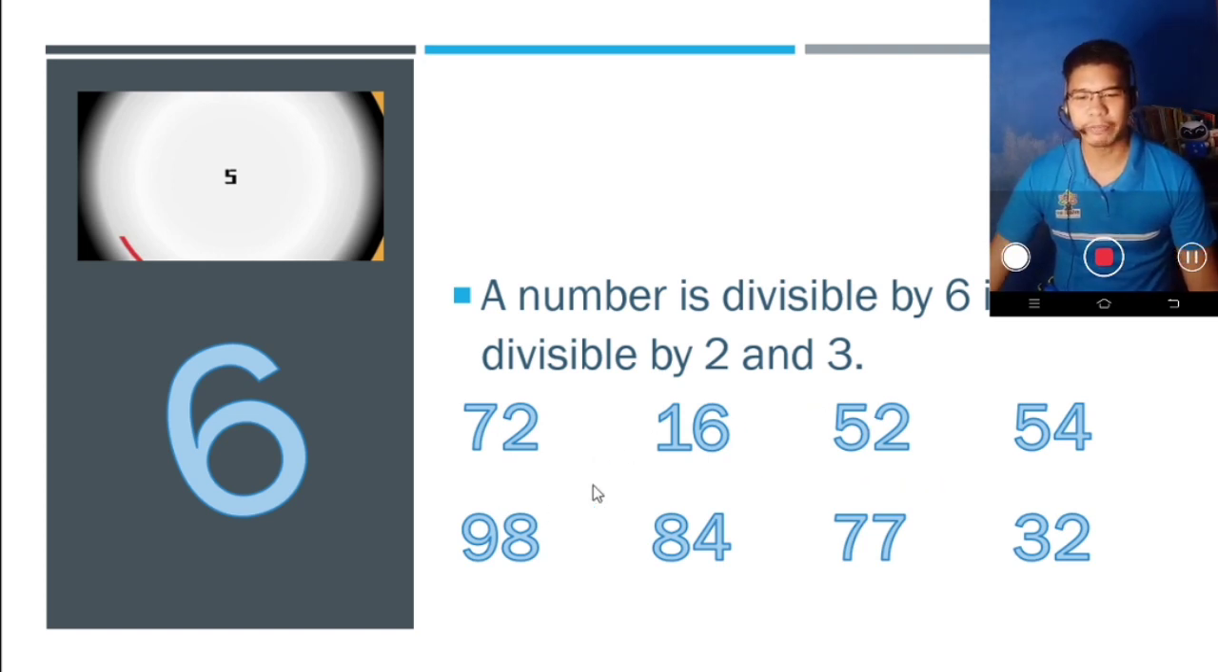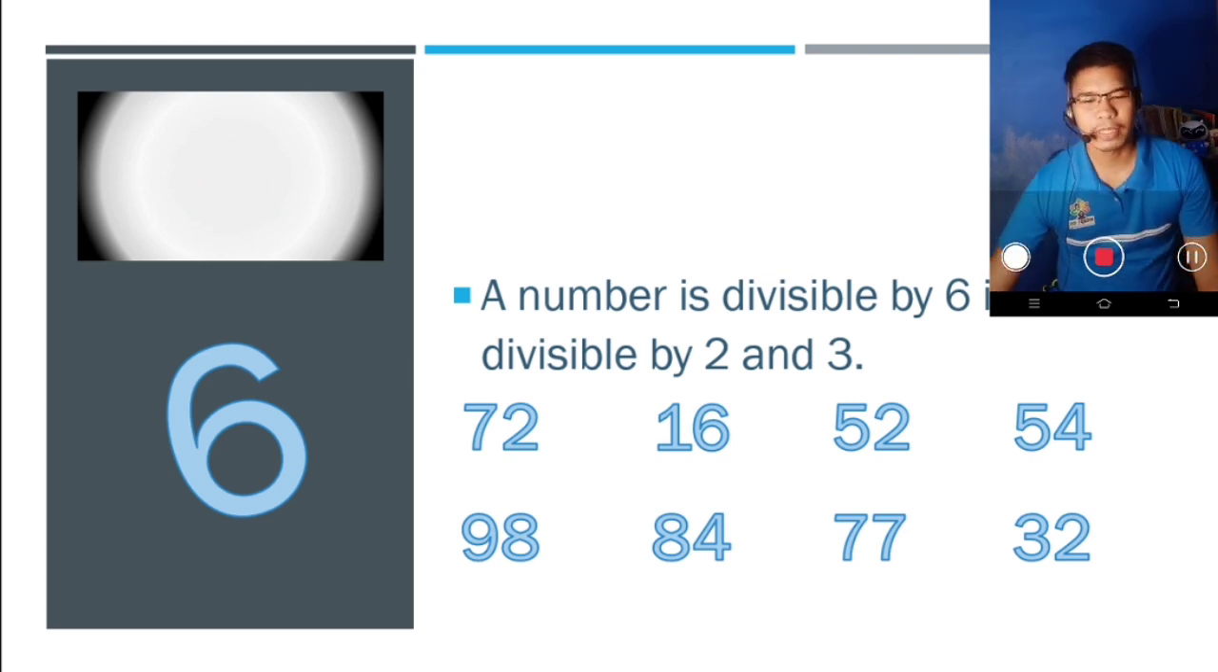Okay, so observe first. We have here 72. Is it divisible by 2 and 3? 16, 52, 54, 98, 84, 77, 32. After observing, I'll give you 5 seconds to identify which of the numbers are divisible by 6, and your time starts now. Okay, time is up.